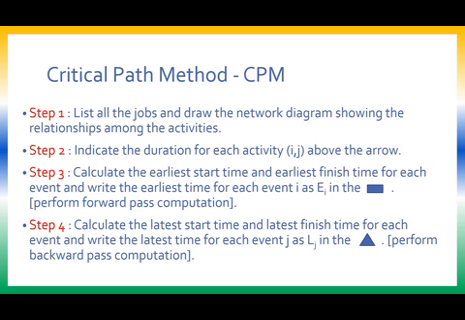Fine. Next, step 4. Now starts the reverse order computation. Calculate the latest start time and latest finish time for each event and write the latest time estimate for each event j as Lj in the triangle. So when we performed the forward pass computation, we wrote the time estimates in a rectangle. Now to perform the backward pass computation, we write the time estimates in a triangle. So this is step number 4.